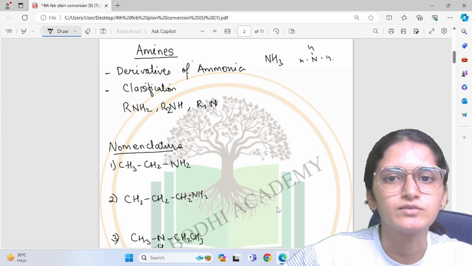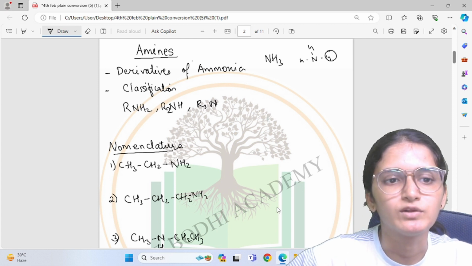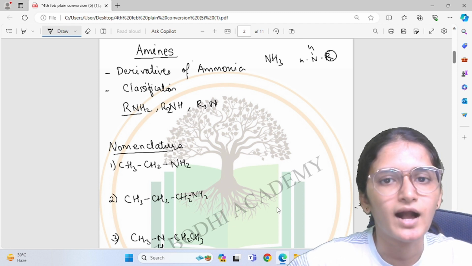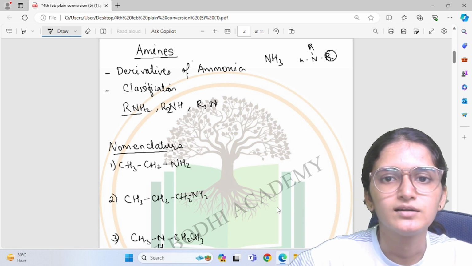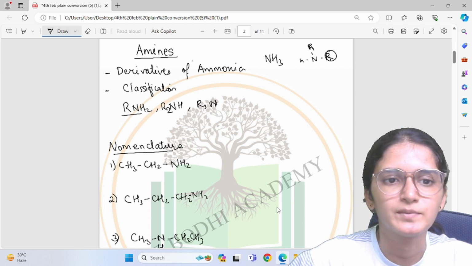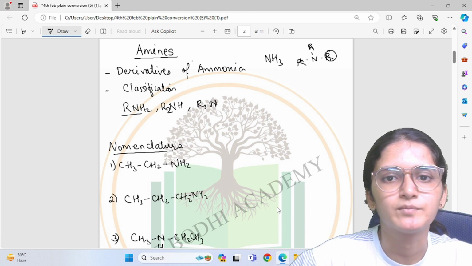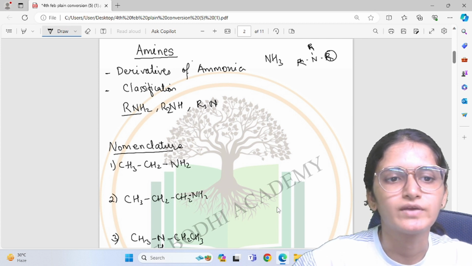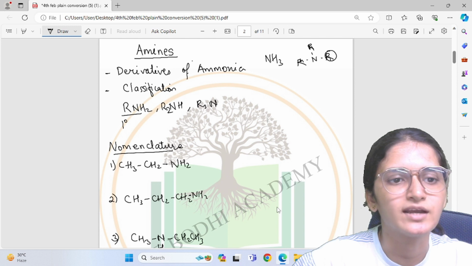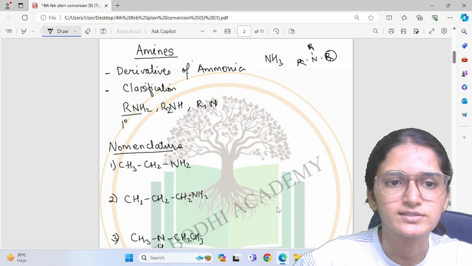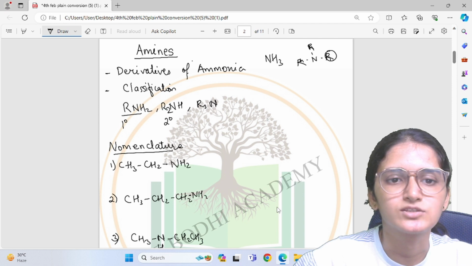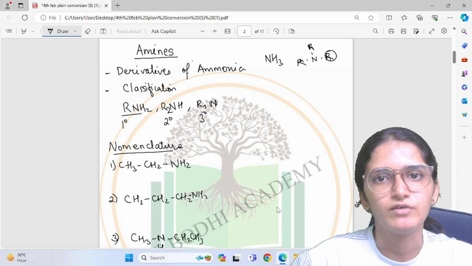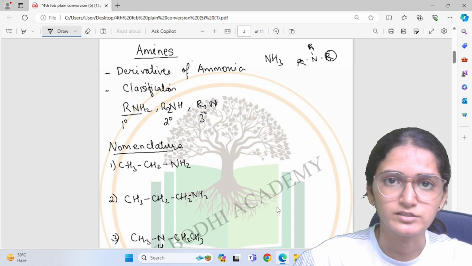In the first case, if you replace one hydrogen by an R group, the formula will become RNH2. In the second case, we are replacing two hydrogens with two R groups, so it will become R2NH. And in the third case, we are replacing all the hydrogens with R, that is R3N. When we replace one hydrogen, it is called a primary amine. When you replace two hydrogens, it is called a secondary amine. And when we replace all three hydrogens, it is called a tertiary amine. So these are the three types of amines based on their replacement of hydrogens.